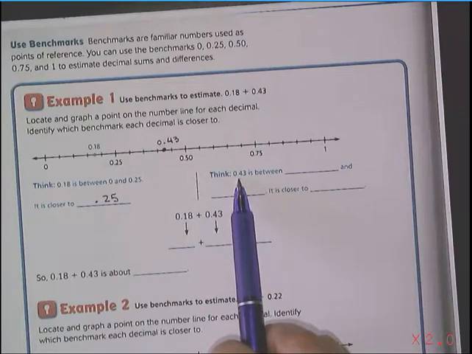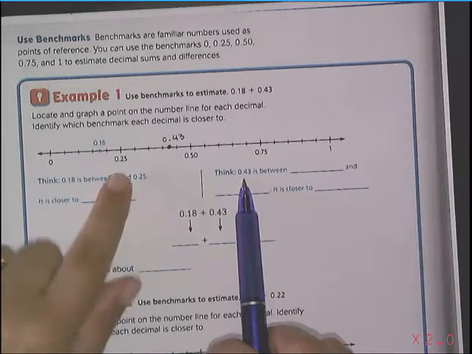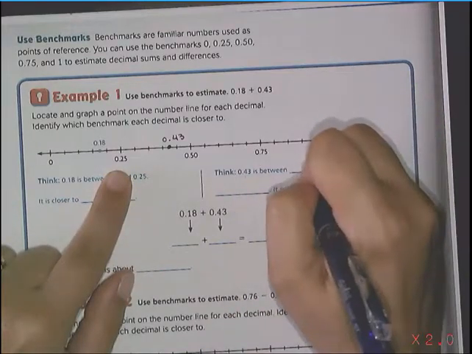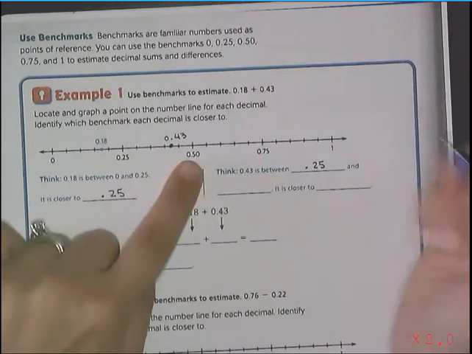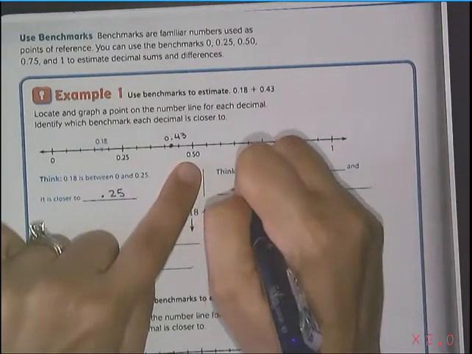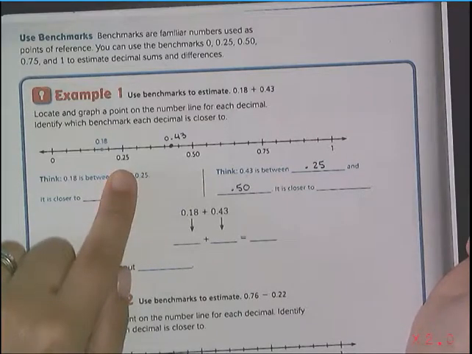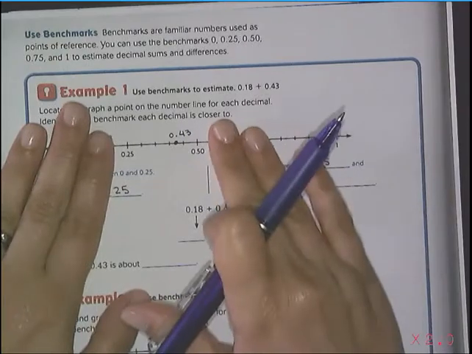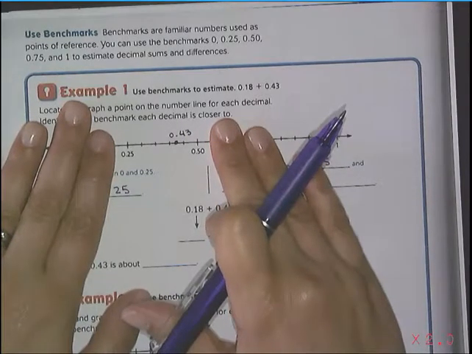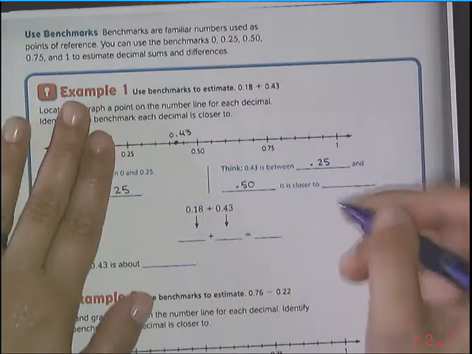This again is what we just did in our heads. Think 0.43 is between the benchmarks 0.25 and 0.50. All right, it's greater than 0.25, but it's less than 0.50. And then if I look just at this section, 0.43 is closer to 0.5.